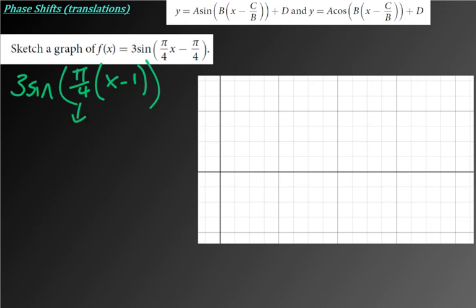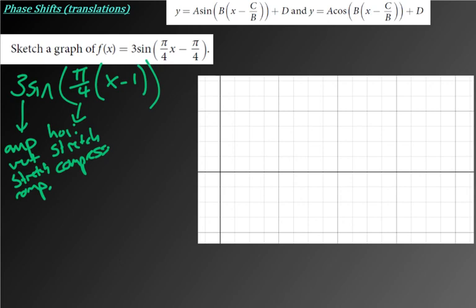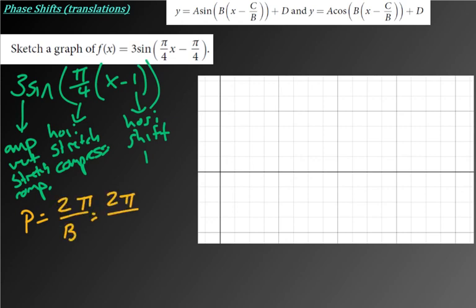So let's label all that. That's going to be your horizontal stretch or compression. This is that amplitude thing, but it's basically vertical stretch or compression. And then this is, of course, a horizontal shift of 1, okay? Same thing as before. Let's do the period, 2 pi over b. In this case, it's 2 pi over 4. And if you do that out, you're going to get 8.